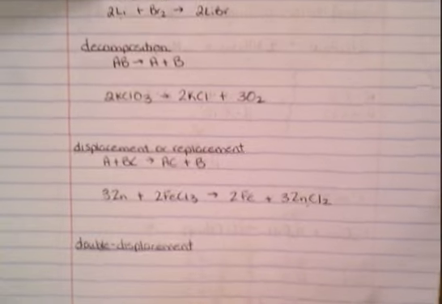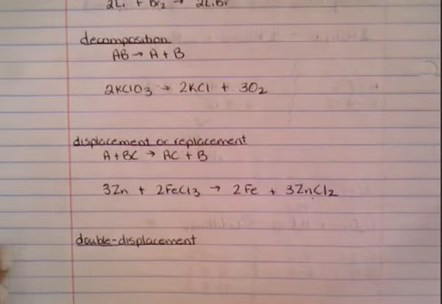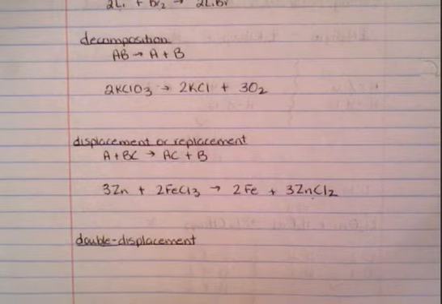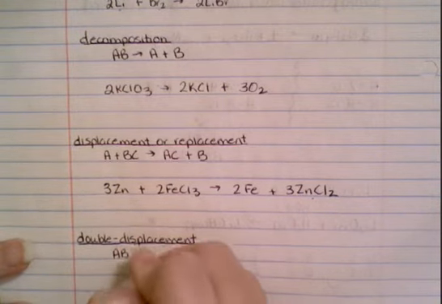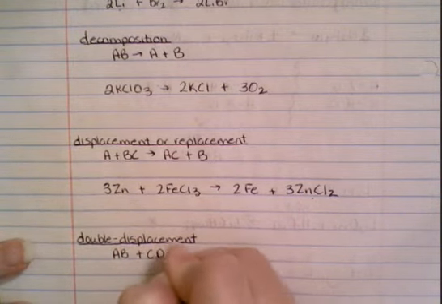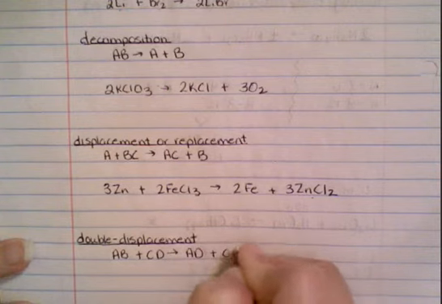And then the last thing that we want to look at for classification is double displacement. Now, double displacement means that you interchange your partners. Some people think of it as swinging back and forth on elements. The standard is AB plus CD yields AD plus CB.